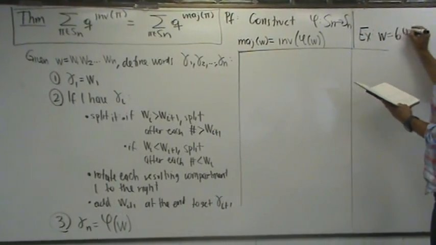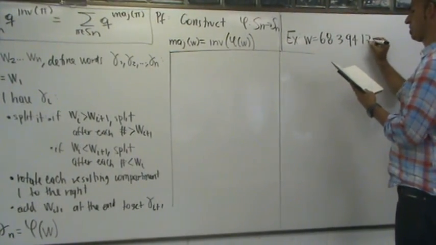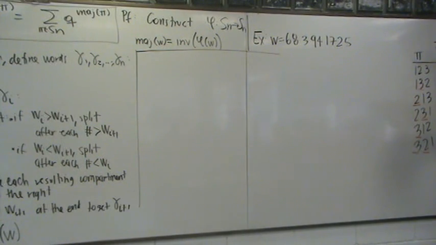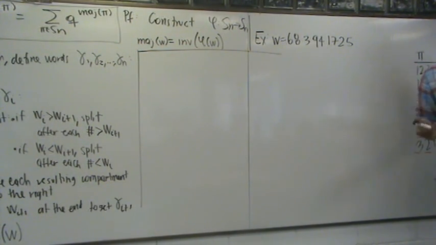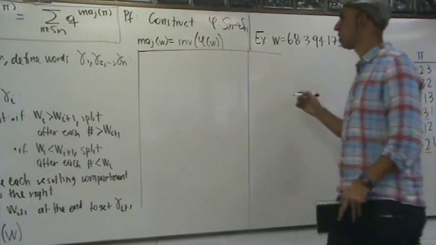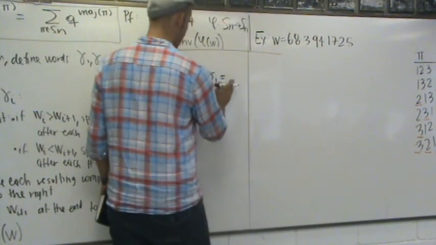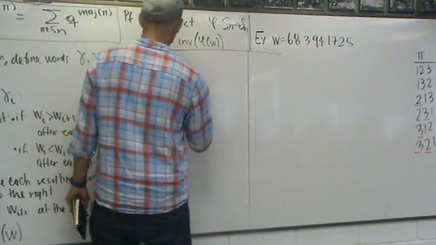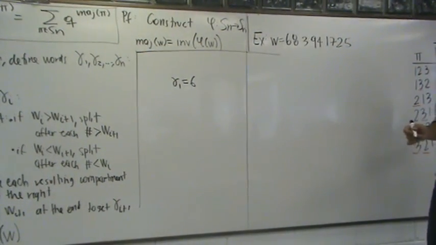W is 6, 8, 3, 9, 4, 1, 7, 2, 5. Okay? And so out of W, I'm going to build these words up, gamma 1, gamma 2, etc. Okay? So for example, gamma 1 is very easy, as I said. In gamma 1, you just take W1, the first number.